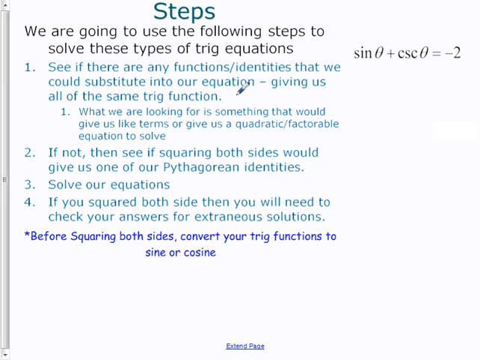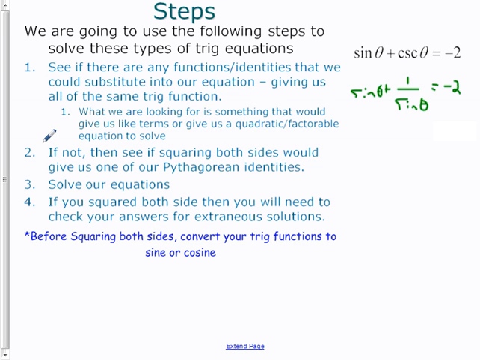So first thing you want to do is see if there are any functions or identities that you could substitute. Because once again, we need these to match. I can't add sine and cosecant at the moment. So what I know is that cosecant would equal 1 over the sine of theta. So I'm going to try to replace, using identities, to get things to be common terms, like terms or something that we could factor.